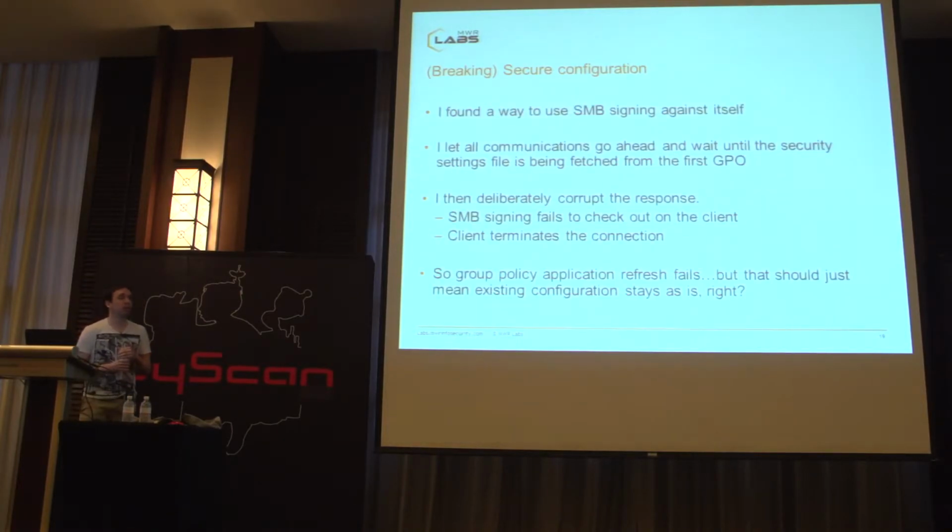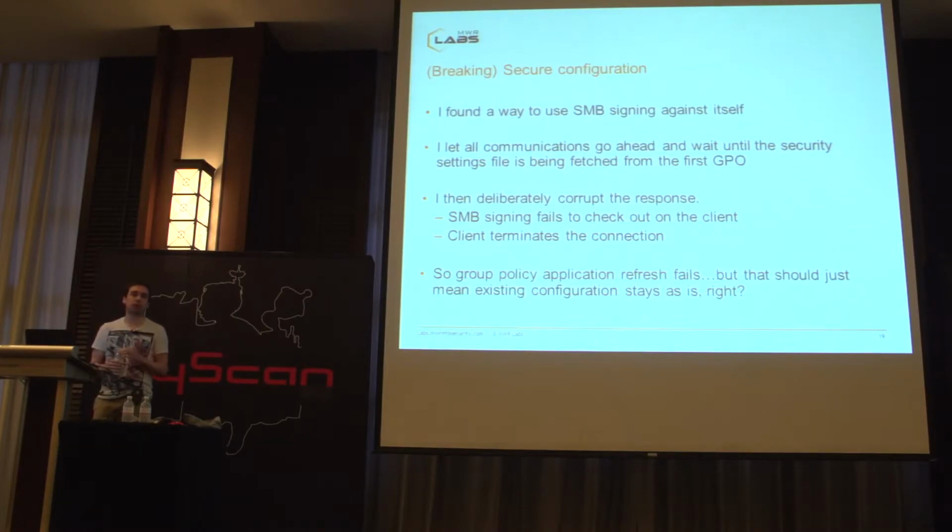So when looking into this, I actually found a way of, to some extent, using it against itself. What I found was that if I was to let all the communications go through as normal, and I wait until the security settings file is being fetched from the first group policy object, if I corrupt the communications at the right point, causing the application to fail, then obviously the group policy update fails, there's an error in the event log and so forth.